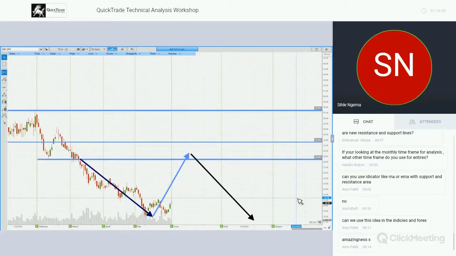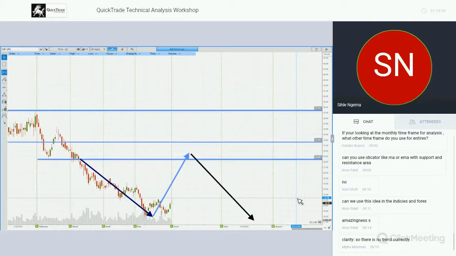Now you need to always be in a position to identify them correctly, because if you can identify them correctly, then you will be in a better position to see which trend is likely going to form from this particular range of support or from this particular range of resistance. Are there any questions so far?